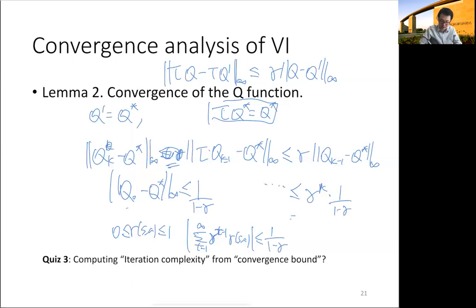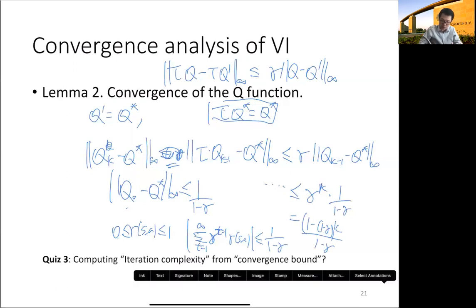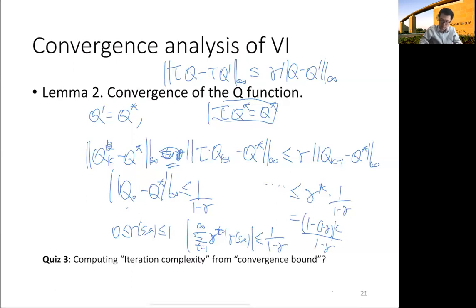Yeah, and this is equal to (1 - γ)^K over (1 - γ). So remember, how do we simplify this even further? This is already geometric convergence, but maybe we want to write it down in a simpler manner. Recall that there's this inequality that you should be familiar with.